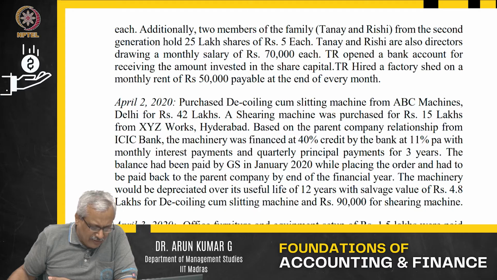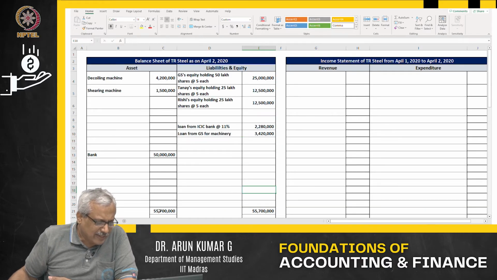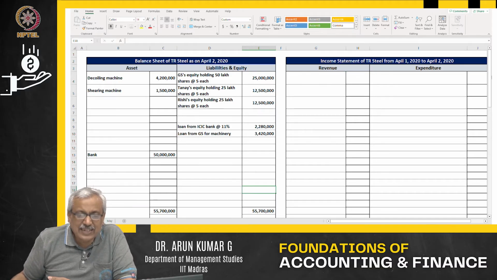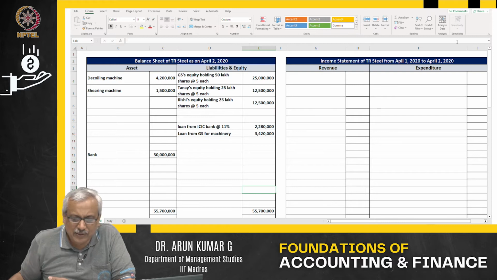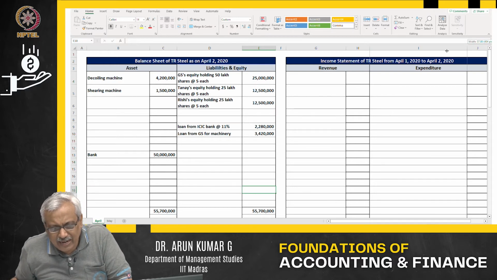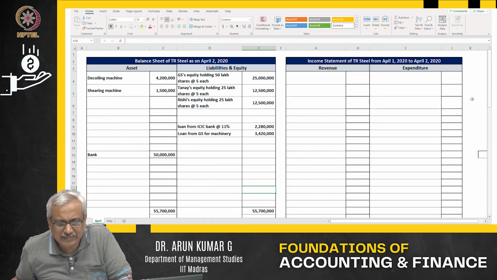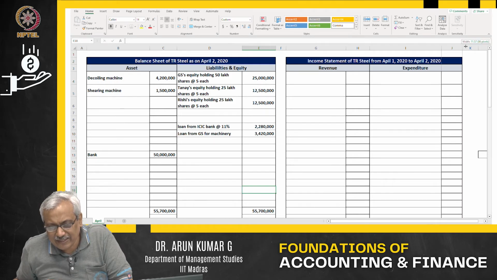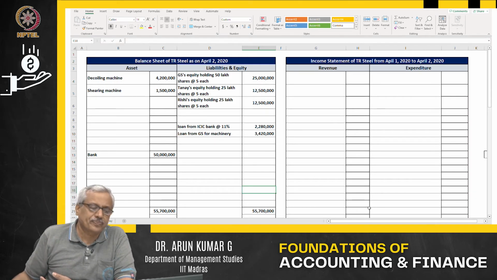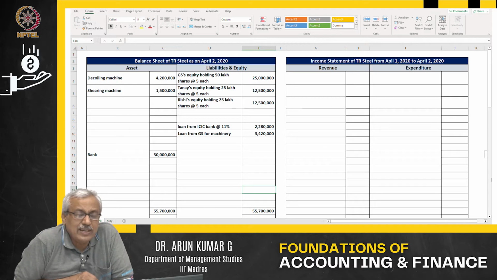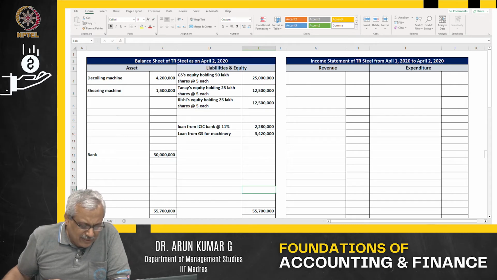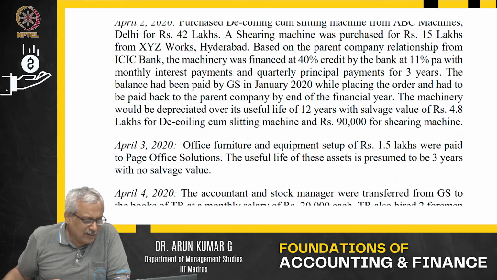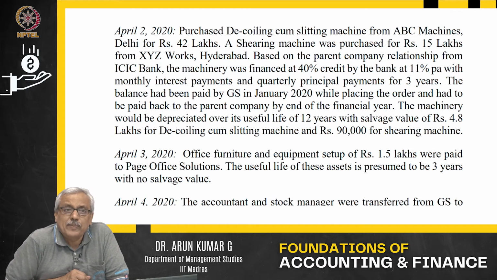So as of 2nd of April, your balance sheet will look like this. At the end of the 2nd of April, your income statement from 1st to 2nd is basically blank, because you have not had any specific transaction in this particular case. So it is just like this. This is how your income statement and balance sheet are going to look. Now let us go to the 3rd of April and see how things span out.